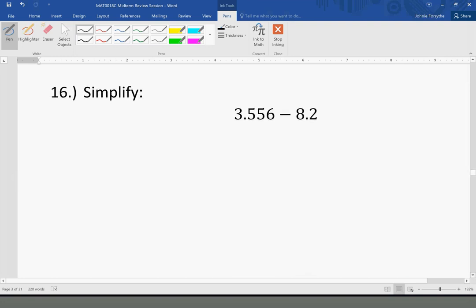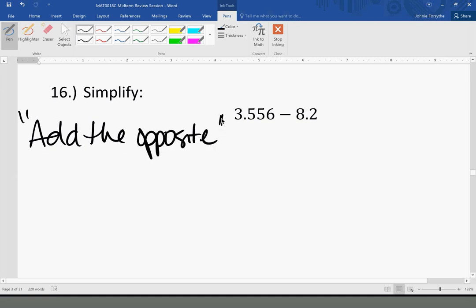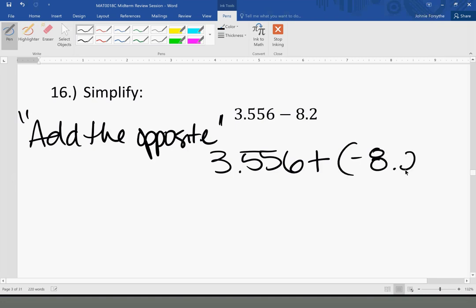All right, 16. So simplify 3.556 minus 8.2. So something that's different about subtracting integers with decimals. So pay attention to the sign. So subtracting, let's change this to adding the opposite. So that would be 3.556 plus negative 8.2. Okay, so we have different signs. So we're going to take the difference between the two numbers and take the sign of the larger number. So because the larger number, 8.2, is negative, your answer is going to be negative.